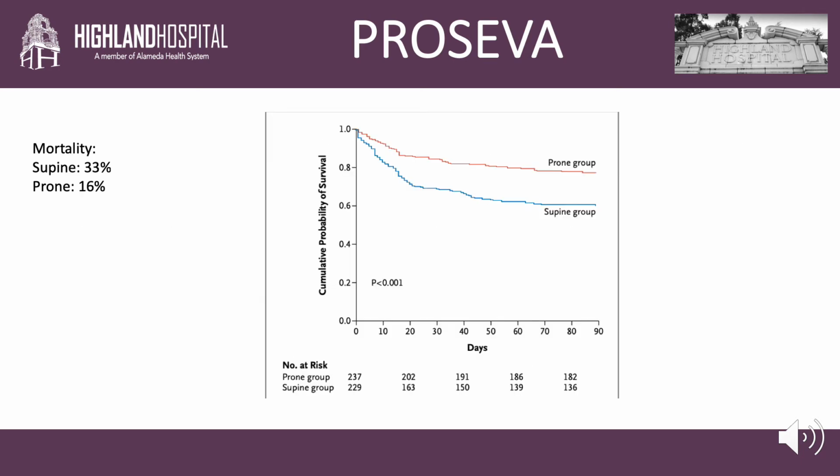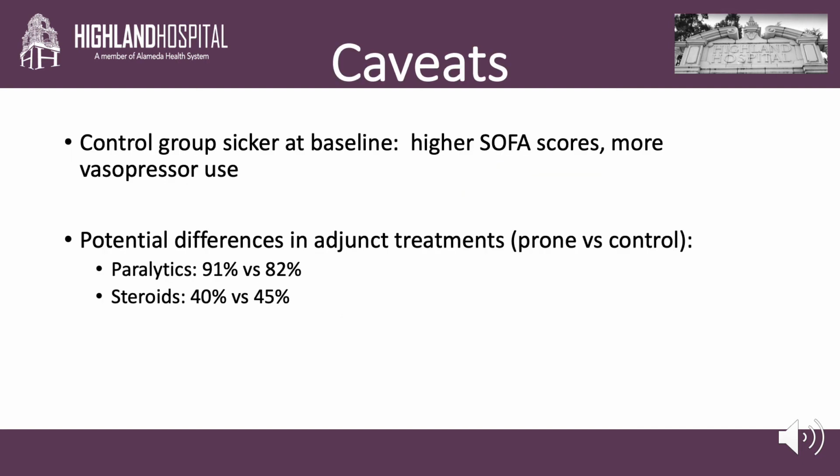And what this study found was that the prone group had superior probability of survival compared to the supine group. And if you look at the crude mortality rates, the supine group, 33% died, whereas only 16% died in the prone group. And those were statistically significant differences and quite large differences as well, as you can see. There are a few caveats to this study.